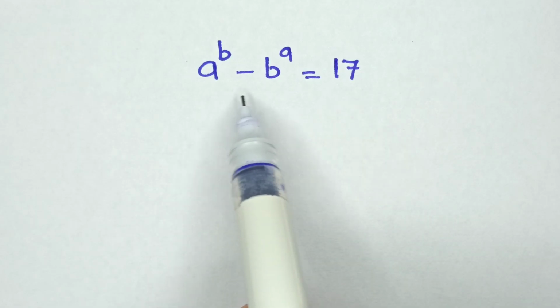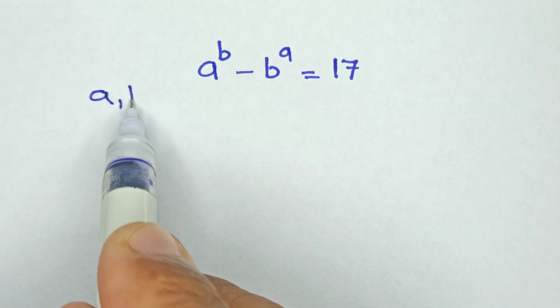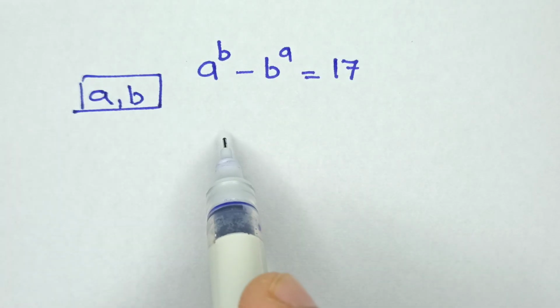In this video we are going to solve this equation, which is a raised to the power b minus b raised to the power a is equal to 17, and from this equation we are going to calculate the values of a and b.